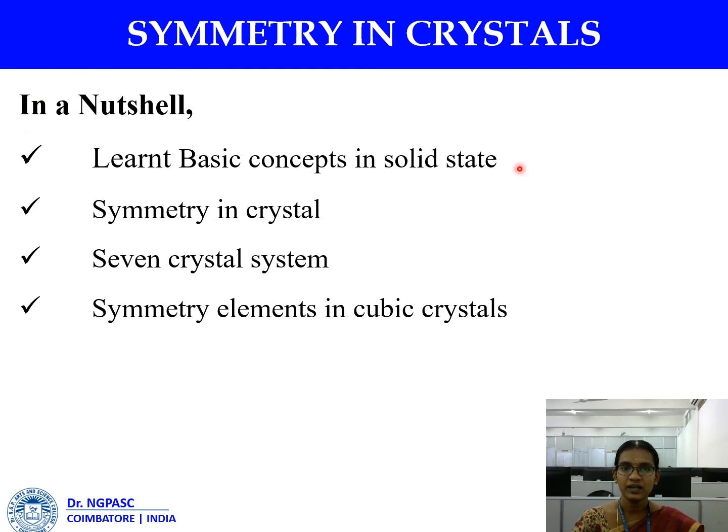In a nutshell, we have learned basic concepts in solid state, that is, crystalline and amorphous solids. Then we learned symmetry in crystals, and then we saw the 7 crystal systems. Finally, we calculated symmetry elements in the cubic crystal. The total number of symmetry elements in a cubic crystal is 23.